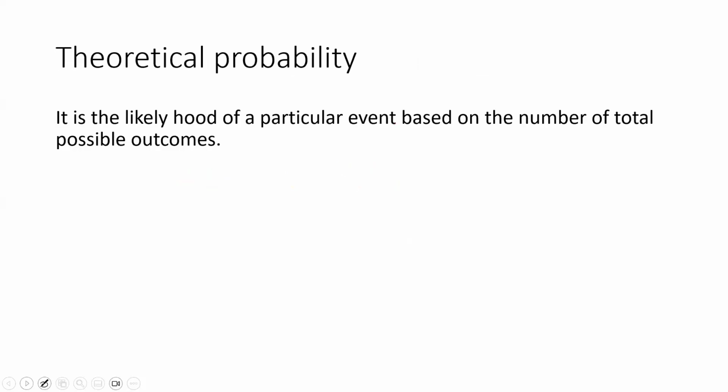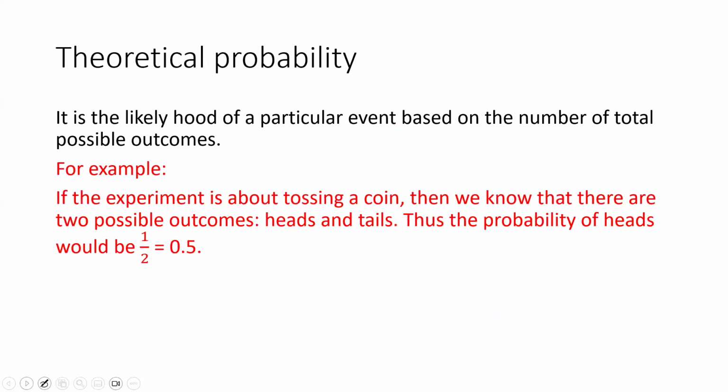Now, in terms of calculating the probability, you have the theoretical probability and experimental probability. Theoretical probability is the likelihood of a particular event based on the number of total possible outcomes. This is where we use the formula or calculations, right? If you conduct an experiment, we then know that what? Because there's only a head and a tail when you toss a coin, whatever you get is going to be 50%, because it's 1 out of what?